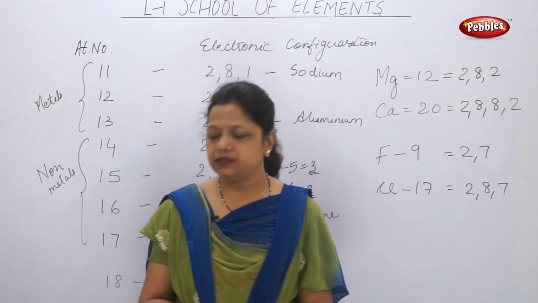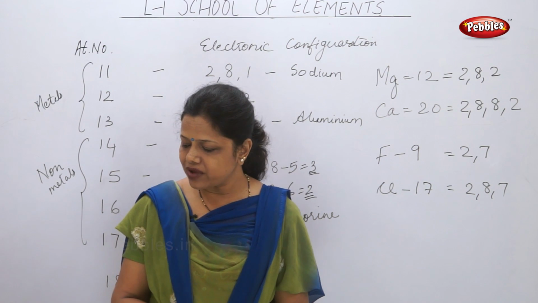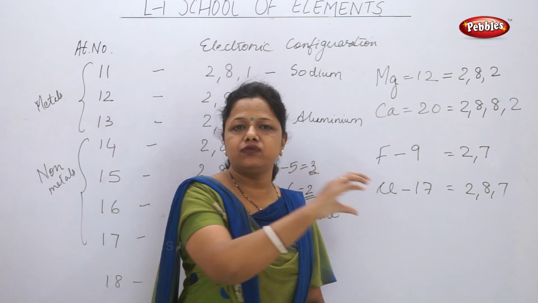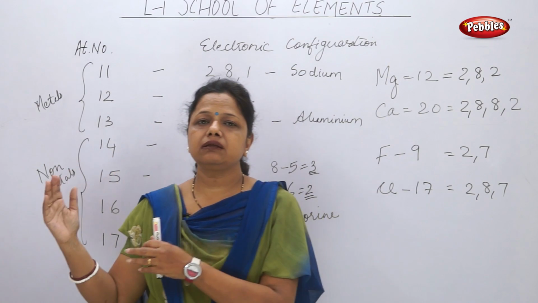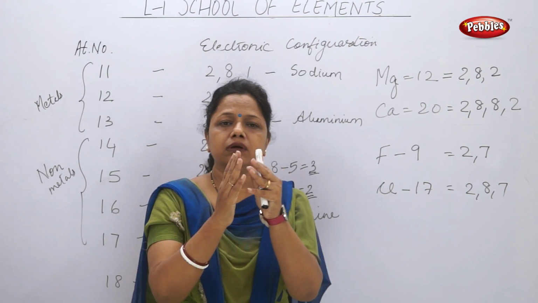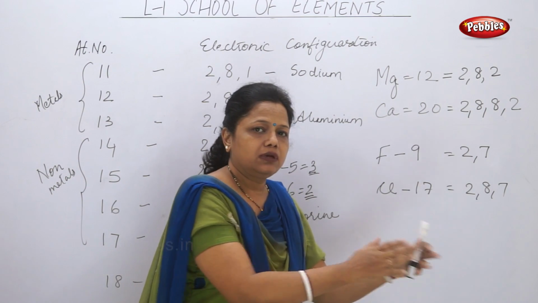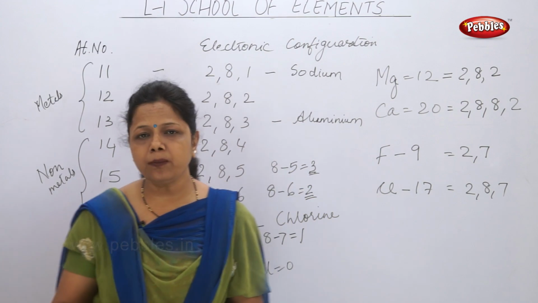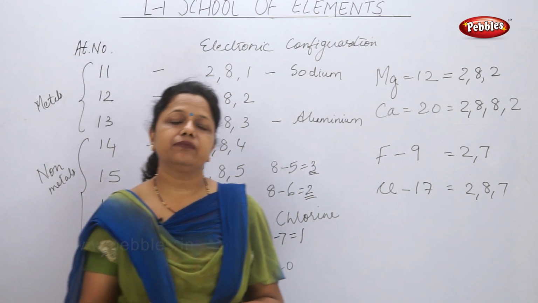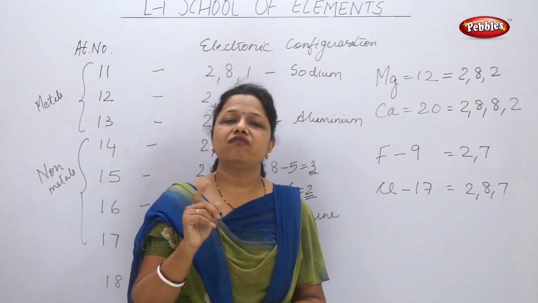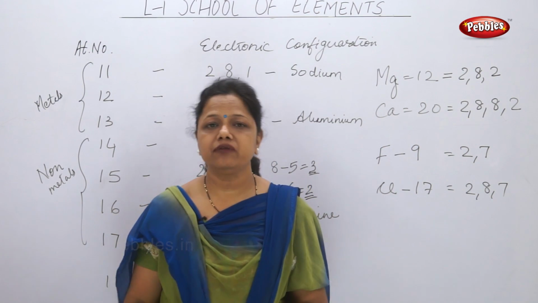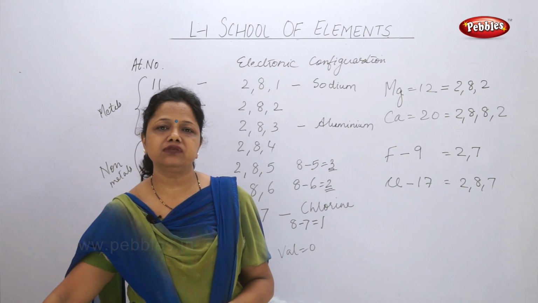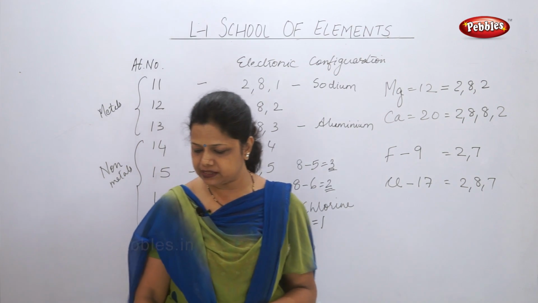Third question of activity 1.8. How does valency vary in a period and a group? In a period, that means from left to right in a row, the valency increases from 1 to 4 and drops down to 0. This is how it changes in a period. And what about in the group? In the group, the valency remains the same because the number of valence electrons remains the same when you go from top to bottom. So these were the questions of activities which were given on page 6 and page 7.